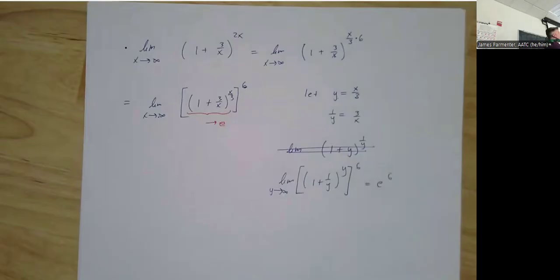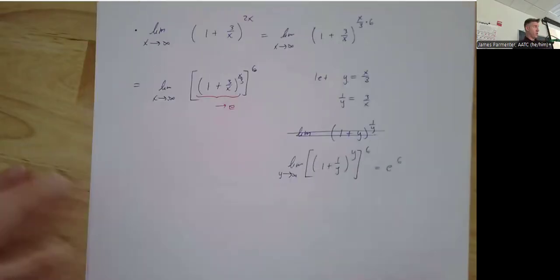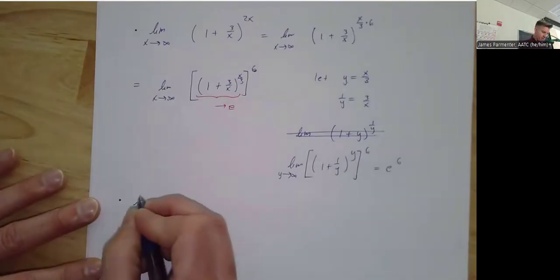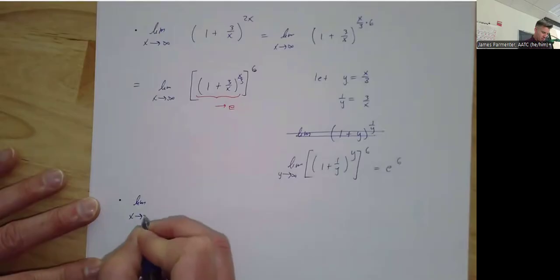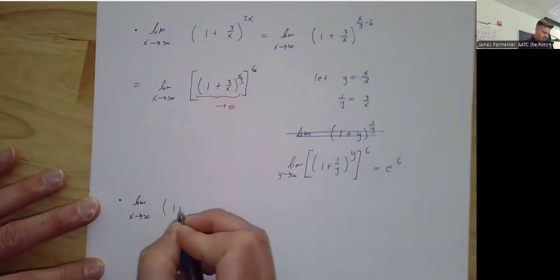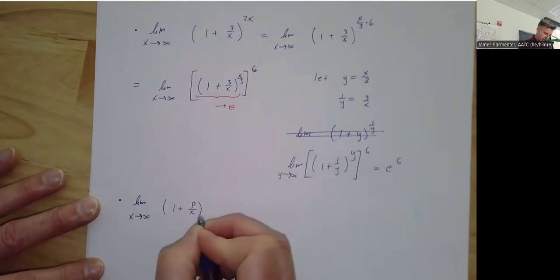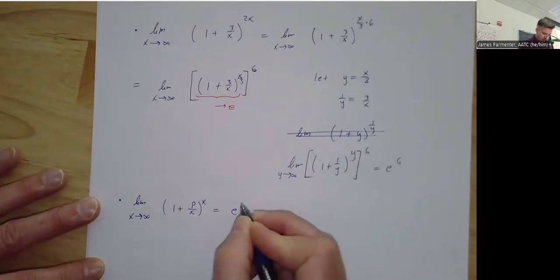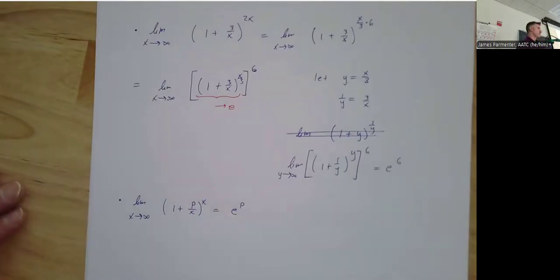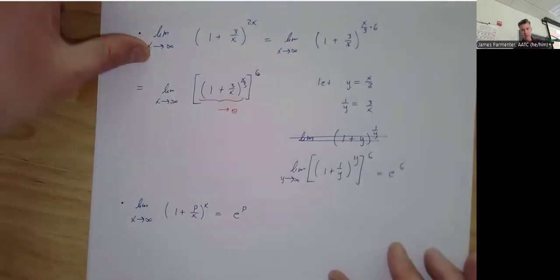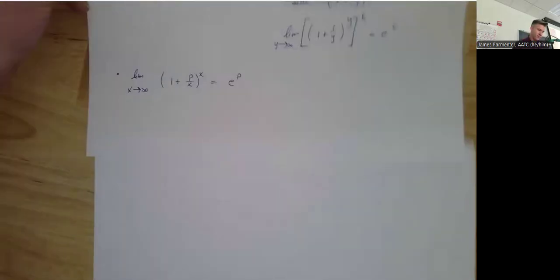We're still going to do this one, but I just want to point out, when you have one that looks like this, it's not terrible to figure out what the power is going to be. In fact, the more general statement is that if you have the limit as x goes to infinity of (1 plus a number over x) to the x, you're just going to get e to that number. Kind of cool. All right, let's do it. Yeah, we should do it.